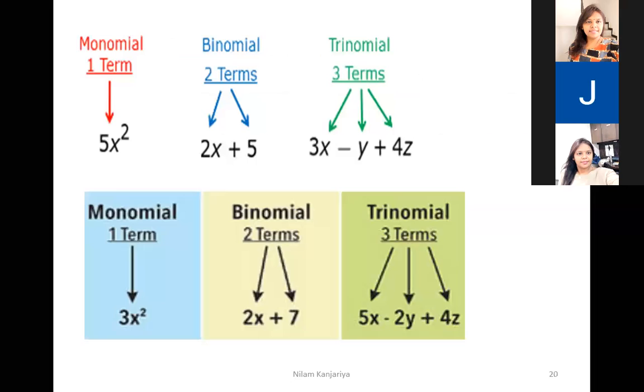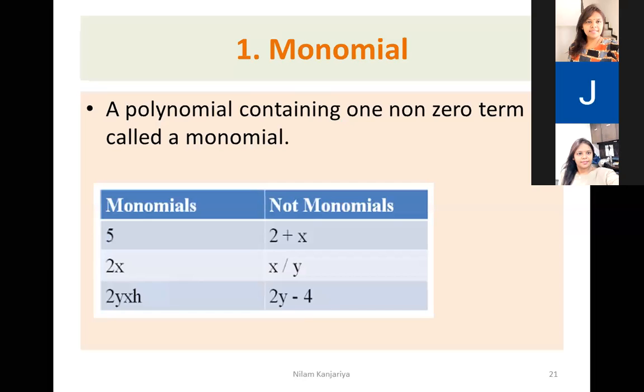So look at, just take the review, not a definition. Monomial means it has only one term. If you have two terms, you can say the given polynomial is a binomial. If you have three terms, you are saying the given polynomial is a trinomial. Okay. Now look at the definition.